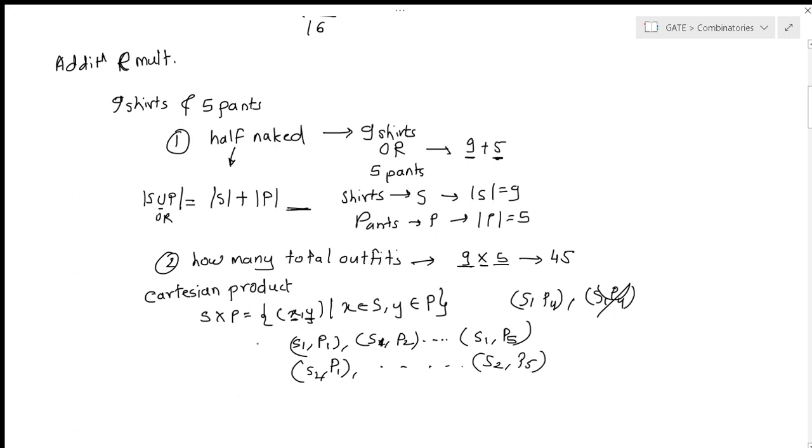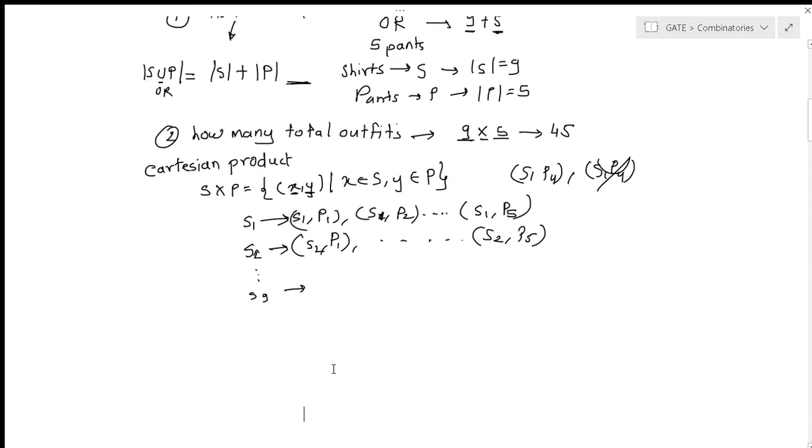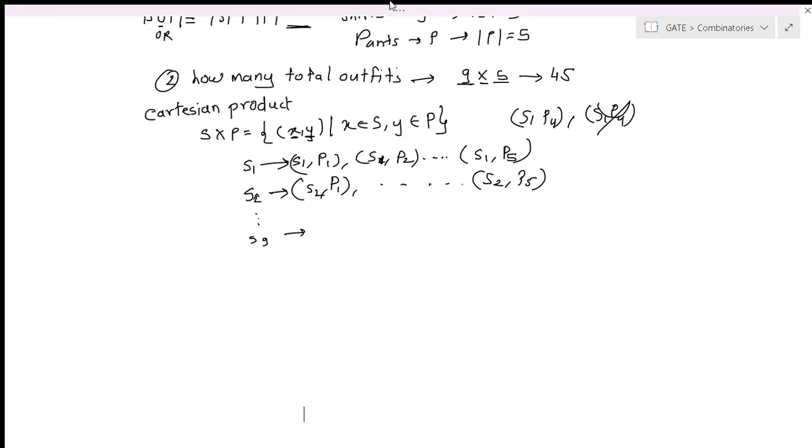Here I was talking about the shirt S1, whereas I was giving the freedom to pant. Here I was talking about the shirt S2 and I again gave freedom to pant. A similar story would go for S9, right? So how many pairs are there? If you ask me how many pairs are there, just give me a second. Right, again, look at here.